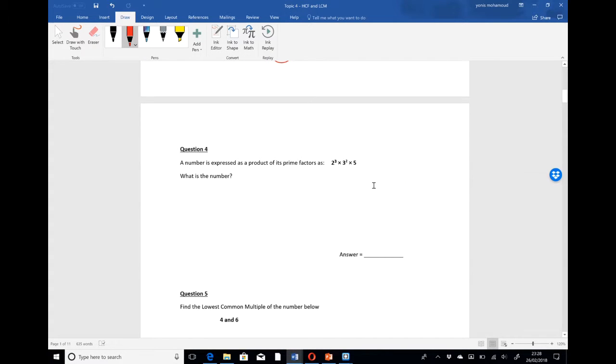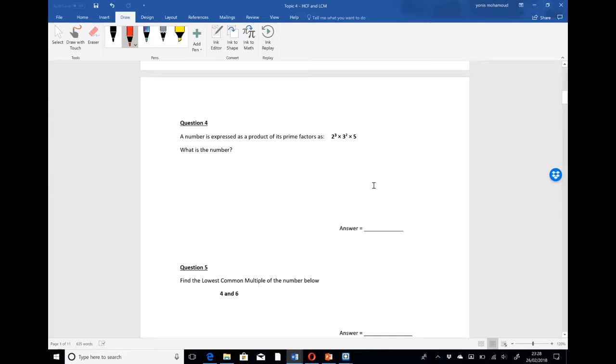Okay, so let's scroll down to question number 4. Question number 4 is asking us, a number is expressed as a product of its prime factors as 2 to the power of 3 times 3 squared times 5. What is the number? As per topic number 3, we know that 2 to the power of 3 means 2 times 2 times 2, and that 3 squared is equal to 3 times 3, and obviously we've got 5.